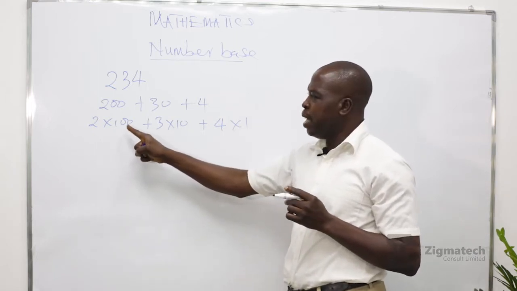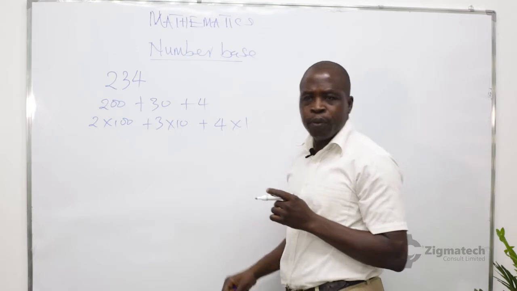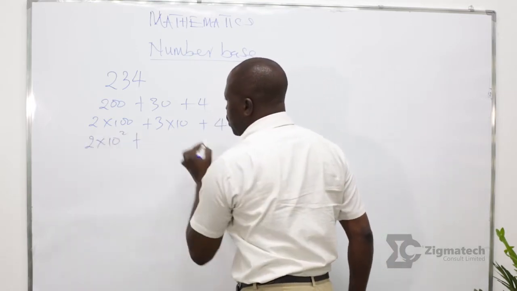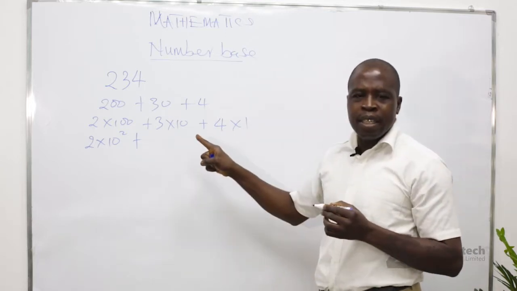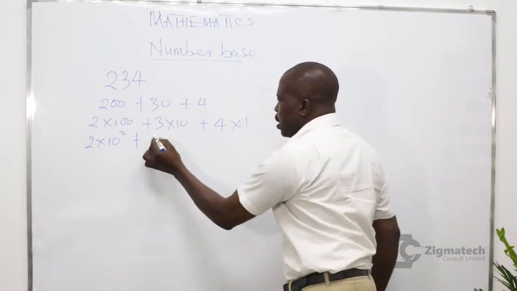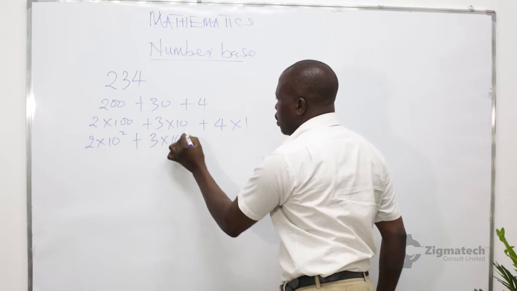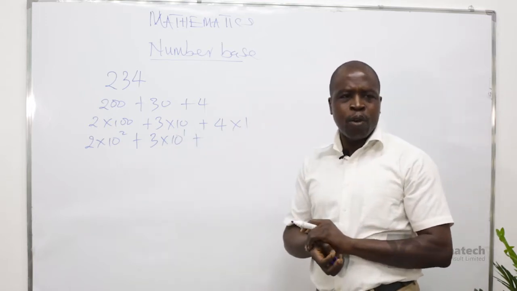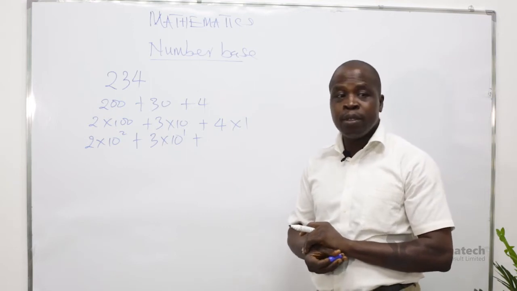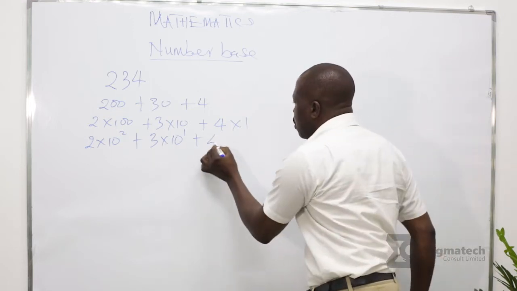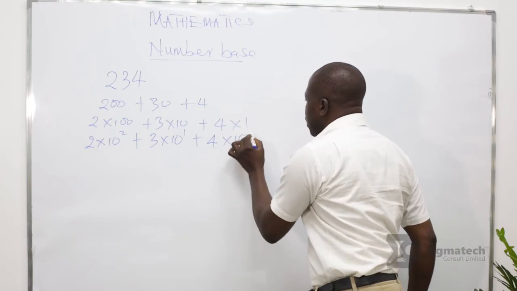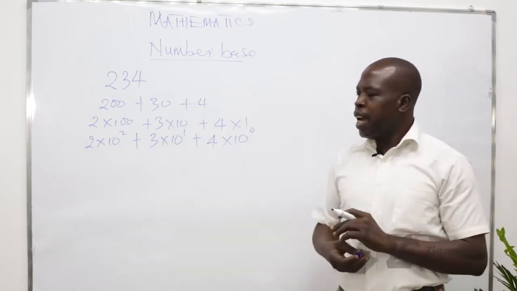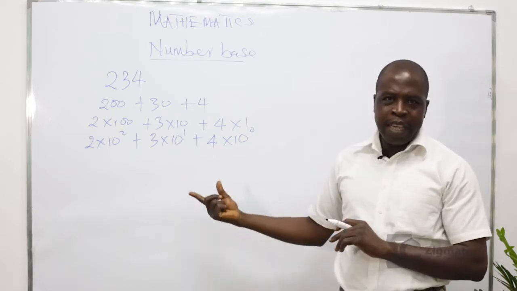100 is 10 raised to the power 2, that is 2 times 10 raised to the power 2, plus 10 is 10 raised to the power 1, that is 3 times 10 raised to the power 1. Then 1 is 10 raised to the power 0, because any number raised to the power 0 is 1. Therefore, it's 4 times 10 raised to the power 0. In doing this, you have expanded it as the power of its base.